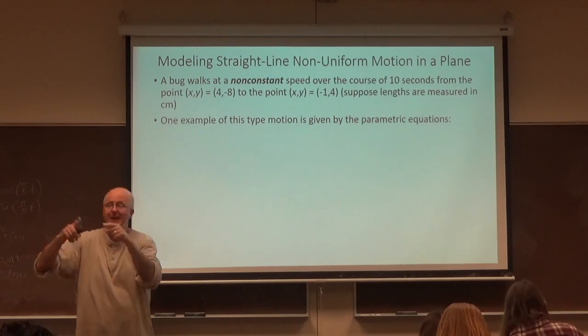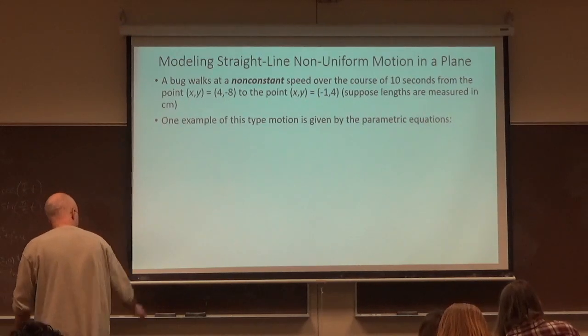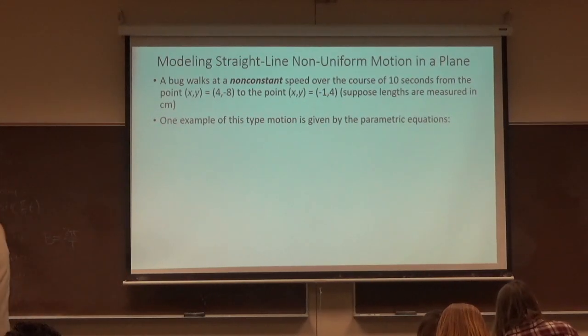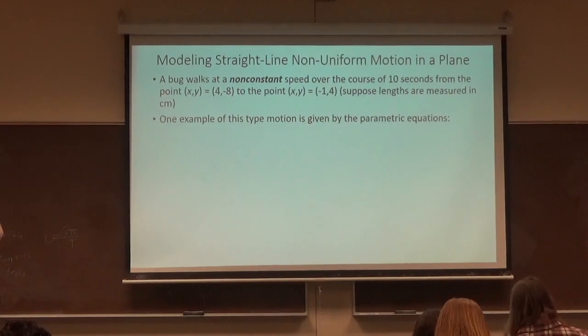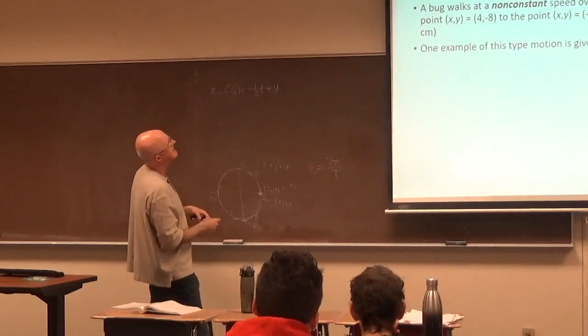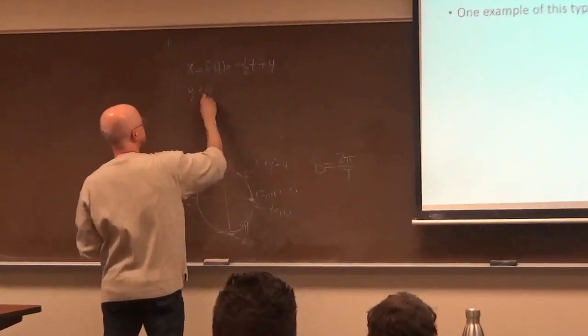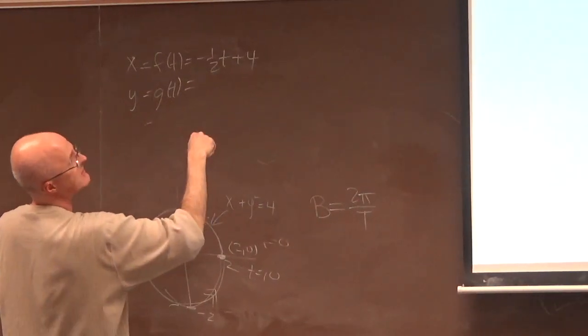What I can do is take my answers from the first straight line we did. Do I remember them offhand? I think f of t was -1/2 t plus 4? Is that right? And y equals g of t. Oh, I forgot that one. Can I refigure it out?